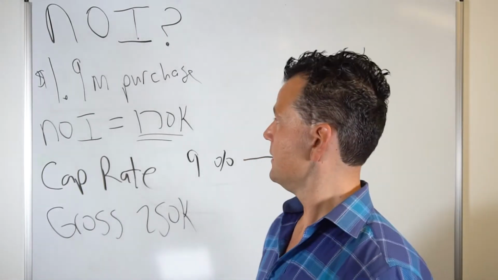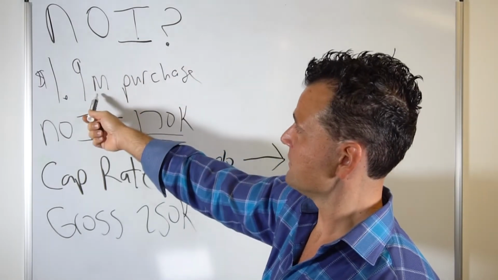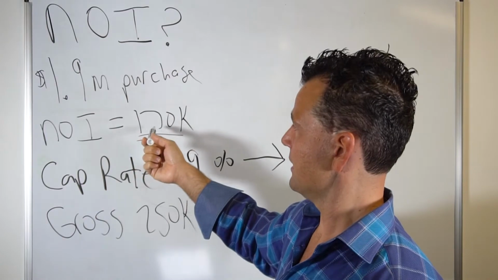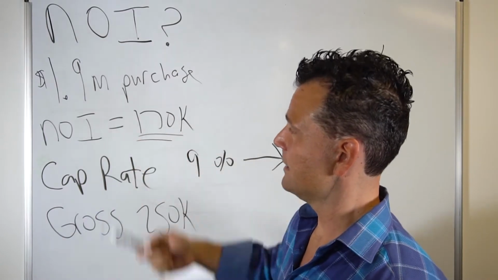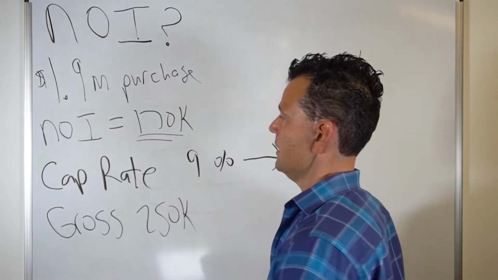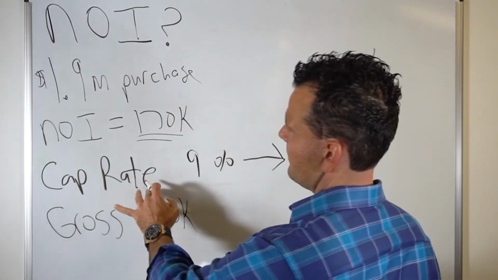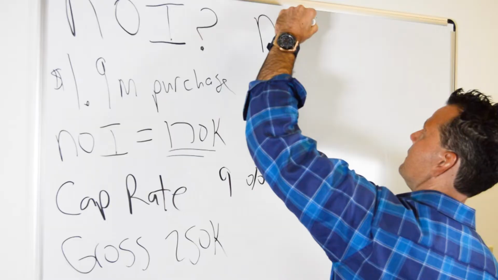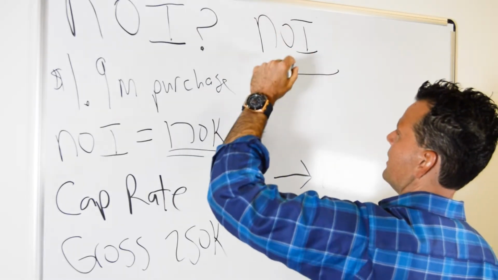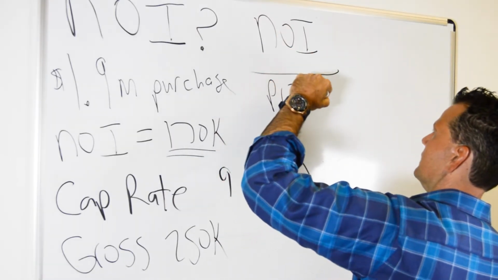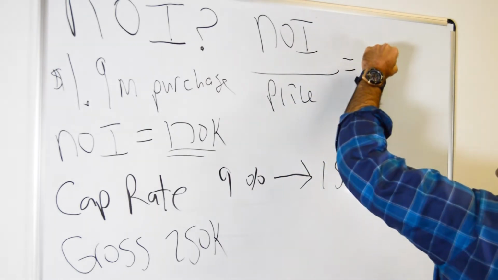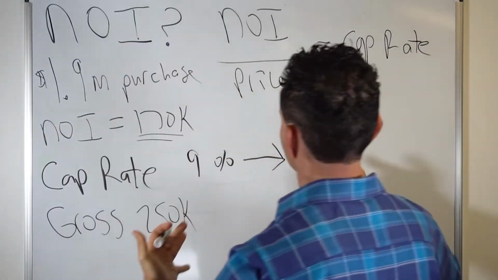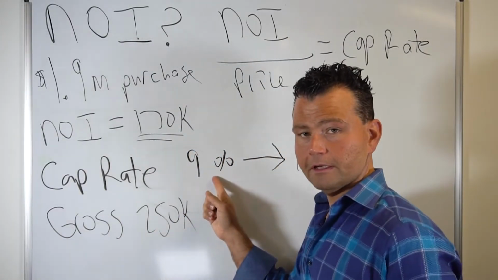So if you take, for example, the price of $1.9 million, and then you divide the net operating income, which is $170,000, you come out with the cap rate. So basically, how you calculate the cap rate is you take the NOI and divide it by the price, and it equals the cap rate, right? And that's like your return. What is your annual return going to be?